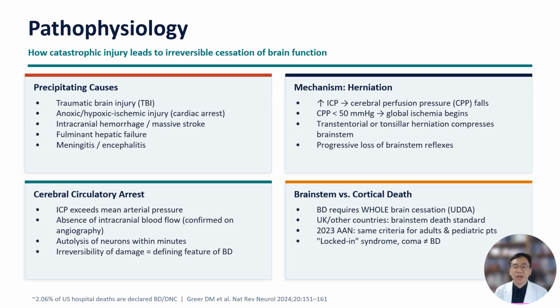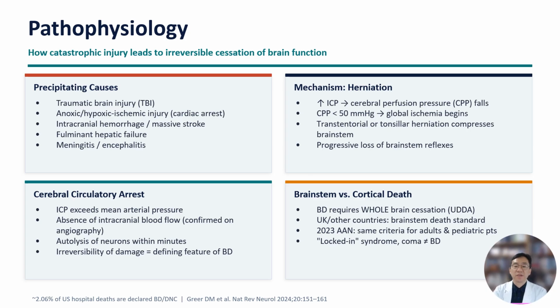Here's the core mechanism. Whatever the initial insult, it causes intracranial pressure, ICP, to rise. When ICP climbs, cerebral perfusion pressure, that's the MAP minus ICP, starts to fall. Once the CPP drops below about 50 millimeters of mercury, you start getting global ischemia. As ICP continues to rise, you get herniation, either transtentorial or tonsillar, which compresses the brainstem and progressively knocks out the brainstem reflexes one by one.